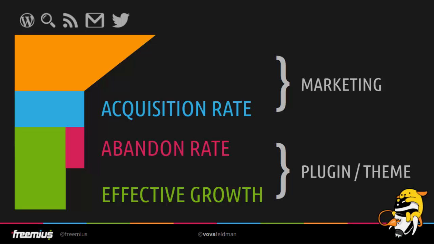I'll give you an example. Let's say that you're getting 100 new users installing your WordPress plugin on a daily basis. It means that your daily acquisition rate is 100 users. At the same time, if you lose 20 users every day, your daily abandon rate is 20%. So your effective growth is 80 new installations a day. Our goal is to maximize our acquisition rate while minimizing our abandon rate in order to increase our effective growth.